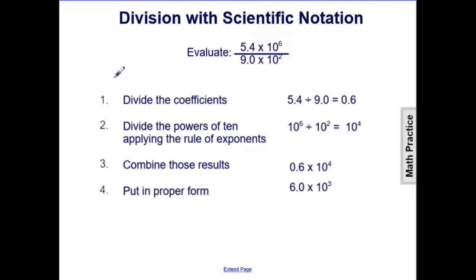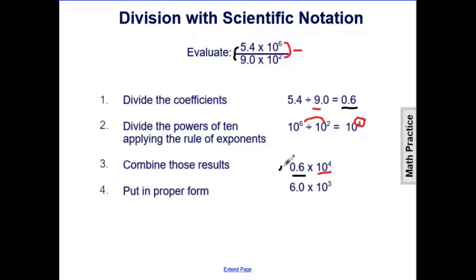Let's look at the example evaluating 5.4 times 10 to the 6th divided by 9.0 times 10 squared. So here we're dividing the coefficients, 5.4 divided by 9.0, to get 0.6. Then we're dividing the powers of 10, so here we're taking 6 minus 2. We're subtracting the exponents to get 4.